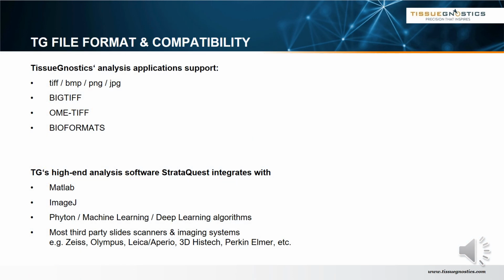In more detail, the analysis packages offered by TissueGnostics allow to analyze TIFF, bitmap, PNG, and JPEG generic image files. They also support BigTIFF and OME TIFF, as well as in general the bioformat standards. The high-end software StrataQuest also allows to incorporate MATLAB algorithms, ImageJ macros, and Python scripts.